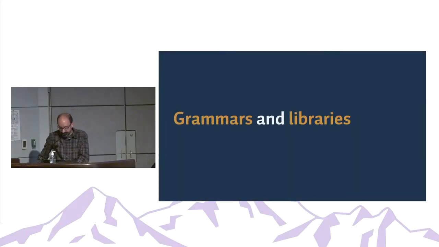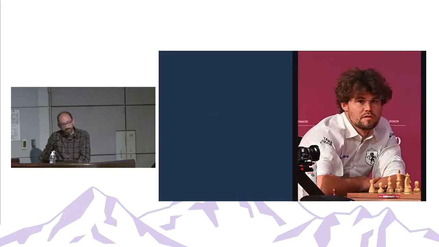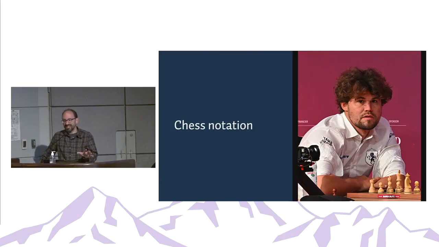Grammars and libraries. And this gets us right back to Magnus Carlsen. Again, he's the reigning chess world champion. He's the chess grandmaster, has been world champion, I think, for over a decade. And one of the tiny little grammars that I think is really interesting in the world is chess notation. Now, I should say, there isn't just one chess notation out there in the world. There are many. And so we're just going to take a quick look at one of them.